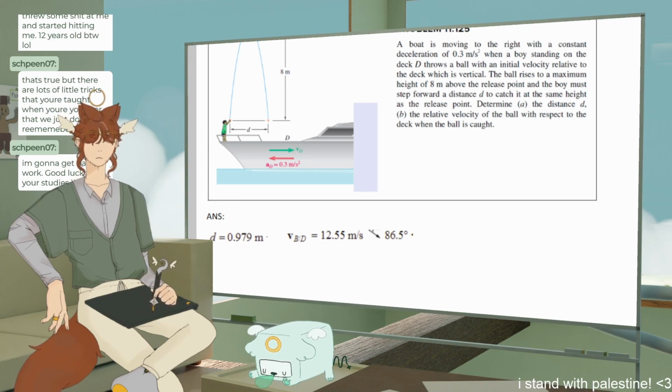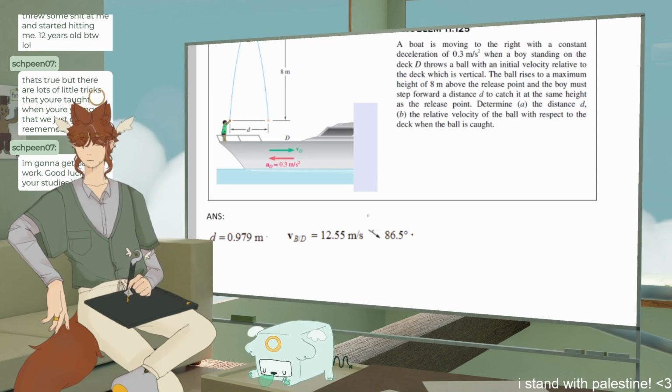Okay, I guess I could do... I don't really want to do electrical. Okay, let me give a crack at this one. We'll give a crack at it. So, okay, we need to find the distance d that he has to step forward. So there are gonna be two distances. There's gonna be the distance of the boat moving, and the distance that the ball travels.